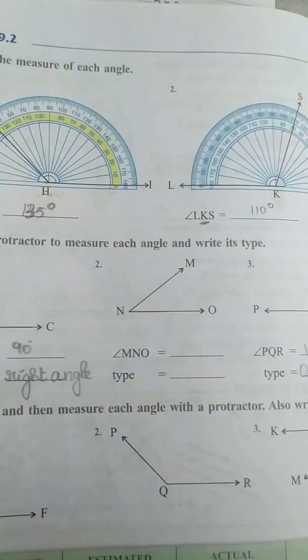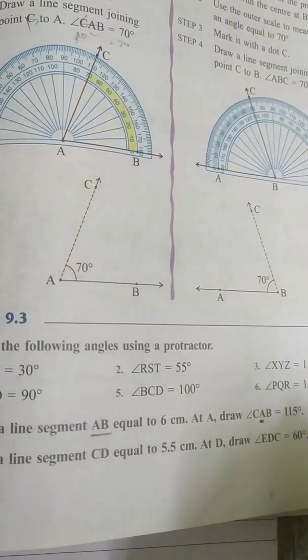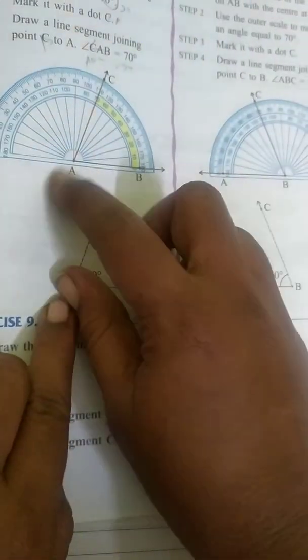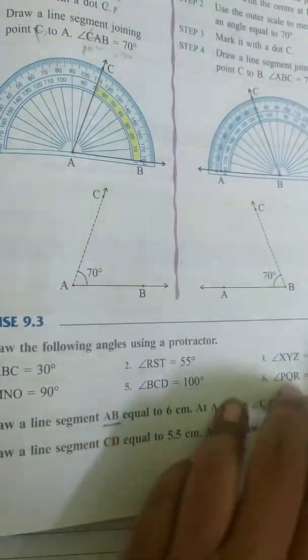So measuring, and all we have learned. And drawing the angles using a protractor, I have taught. So concentrate on this, how to draw. You will keep the protractor on the midpoint of the ray and measure from 0, and you will draw a line. Please name it ABC. Naming is very important.